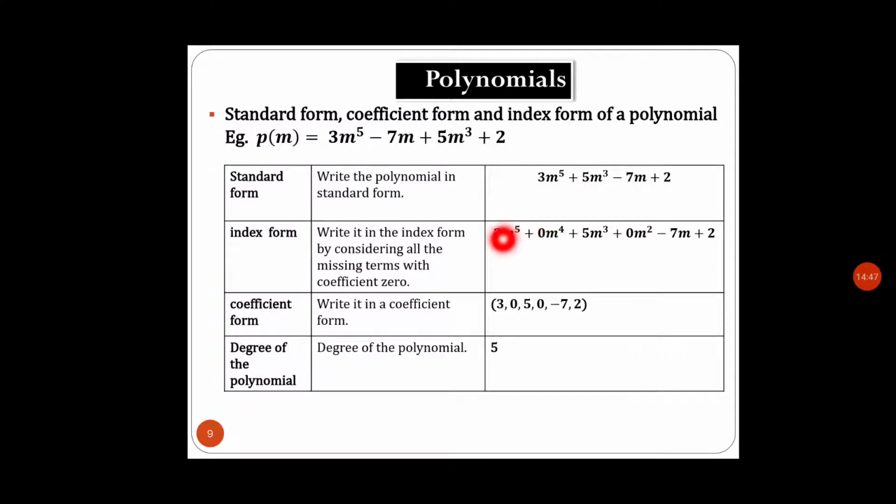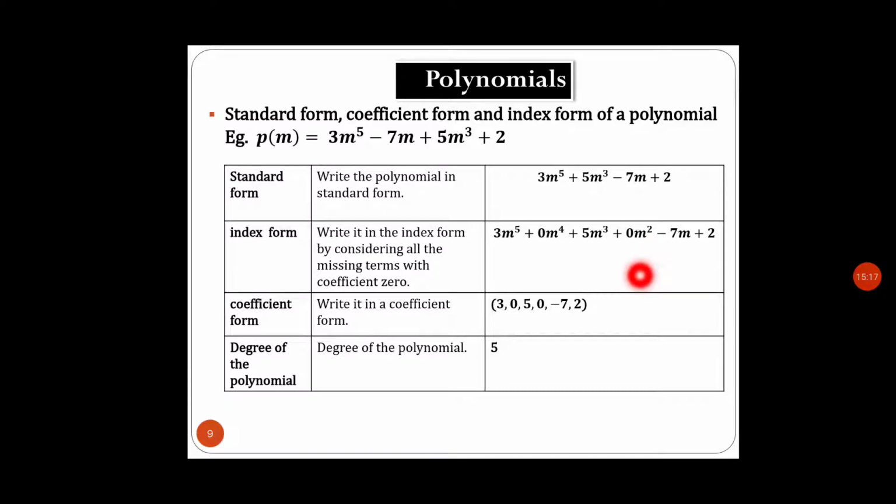In case of the missing terms, what do we do here? We add missing terms by taking coefficient 0. Here, 3m raised to 5, plus m raised to 4 is missing, so we take plus 0m raised to 4, plus 5m cube, similarly plus 0m square, minus 7m plus 2. If you add this missing term, the value of this polynomial doesn't change. Why? Because 0 into m square is again 0.